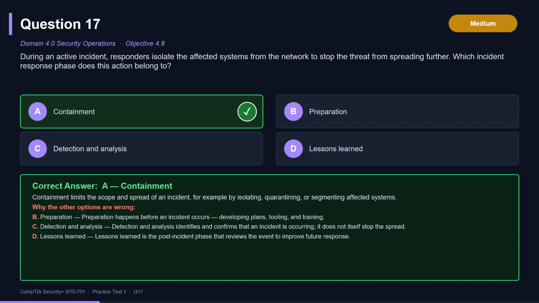Now, why the other options are wrong. Preparation is incorrect. Preparation happens before an incident occurs, developing plans, tooling, and training. Detection and analysis is incorrect. Detection and analysis identifies and confirms that an incident is occurring. It does not itself stop the spread. Lessons learned is incorrect. Lessons learned is the post-incident phase that reviews the event to improve future response.